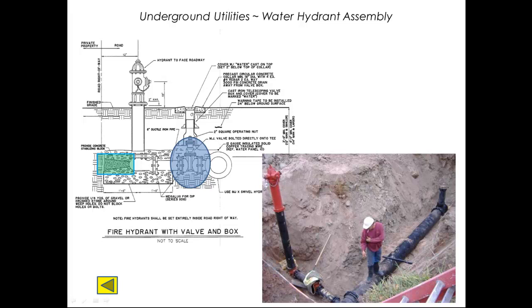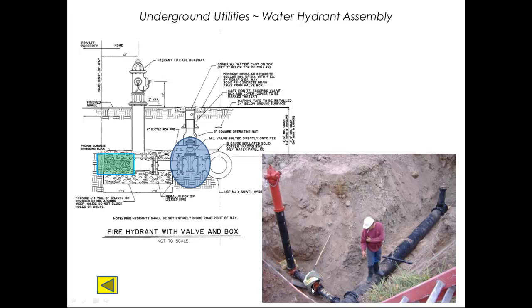On the left we see the plan of the assembly, and note here in green the thrust blocking behind the hydrant, and in blue the gate valve, and then between the hydrant and the gate valve we see a short section of pipe here. And then on the right we see an actual installation picture, and right behind the hydrant we see the thrust blocking, and in this case it's a couple of bags of Sakrete.